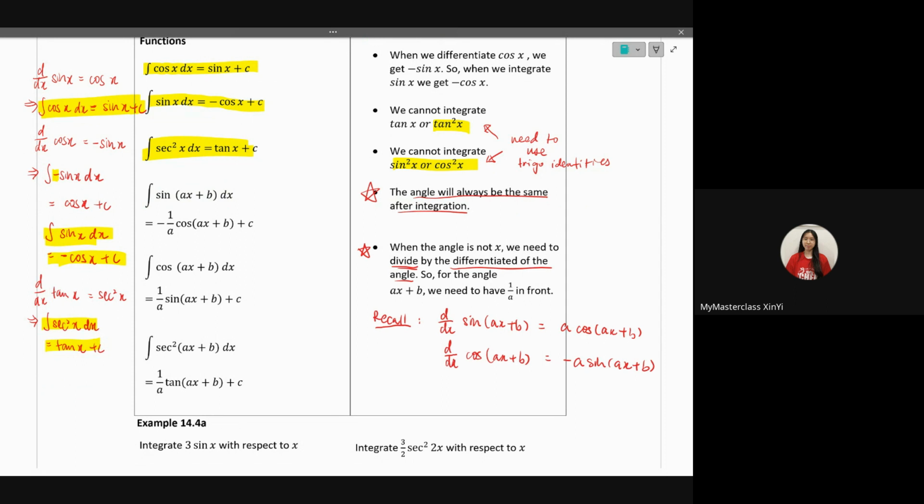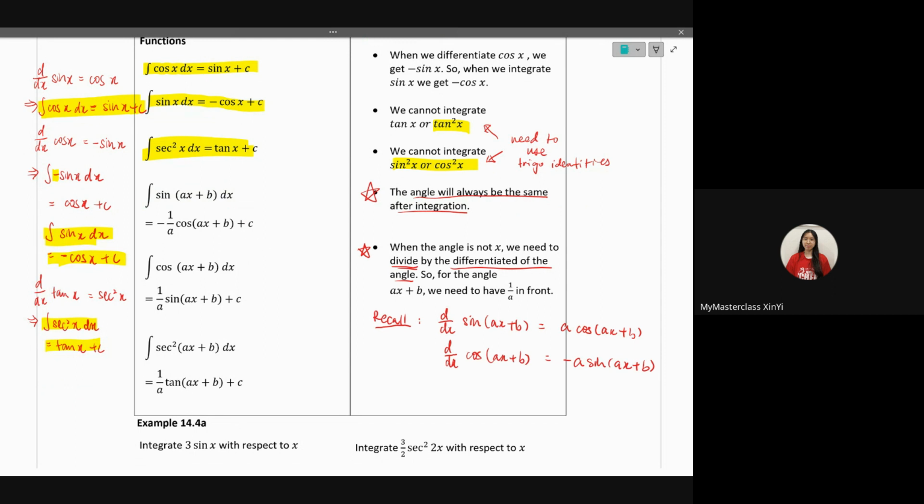Okay, so the reverse is true. When I integrate sine(ax + b), I will get negative cosine(ax + b) first, and then I need to divide by the derivative of (ax + b), which is just a. Then lastly, don't forget to add in a plus c here.